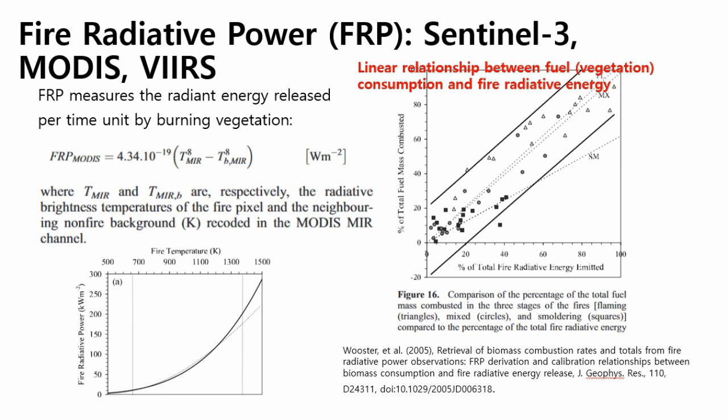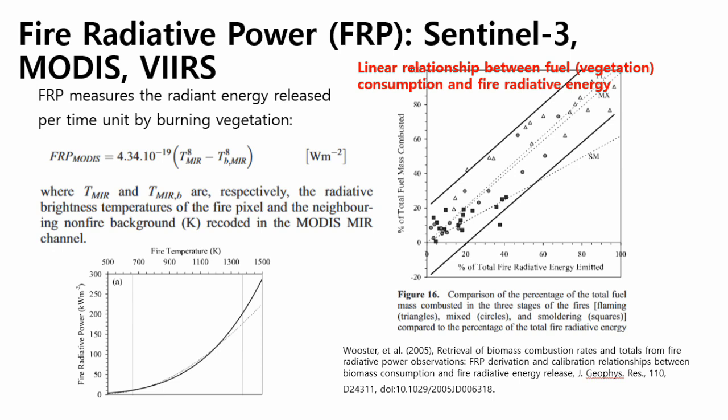To monitor radiant energy, there's a product named Fire Radiative Power. We can get this product from Sentinel, MODIS, and VIIRS. They basically just measure radiant energy released per time unit by burning vegetation.